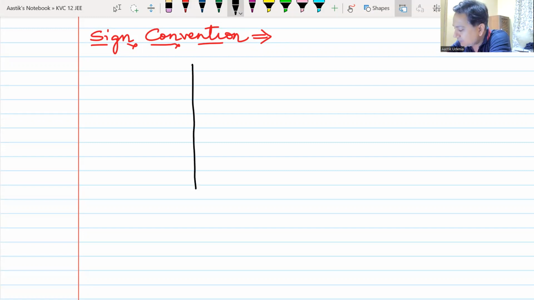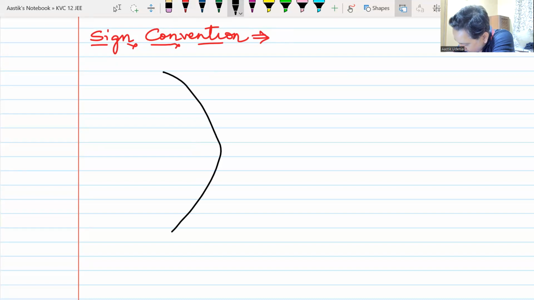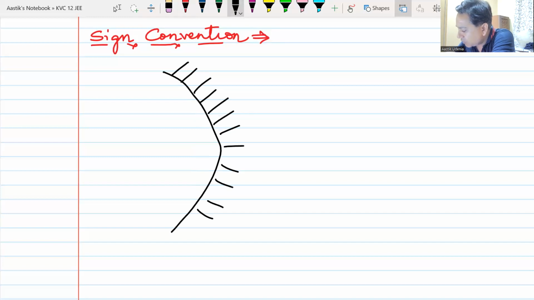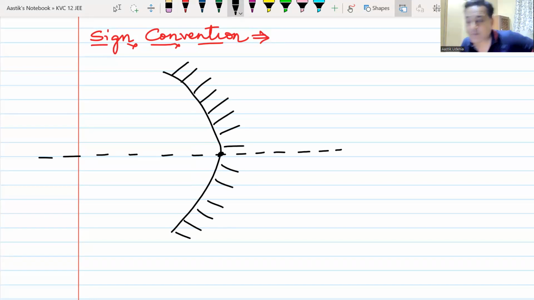Let us take the example of a plane mirror. Why a plane mirror? Because we are not dealing with plane mirrors anymore. So let us make it more attractive and more general by making a concave mirror. Whatever we are doing for the concave mirror is obviously valid for the convex mirror. This is my concave mirror.